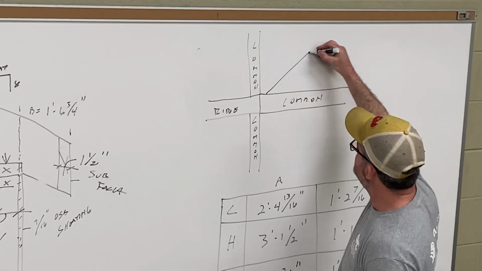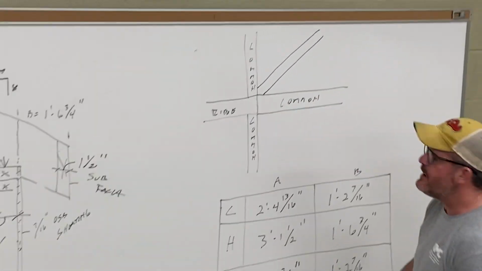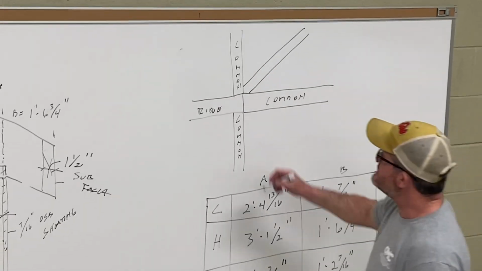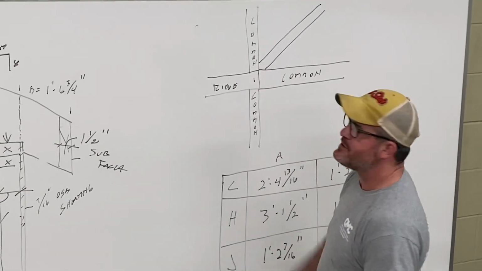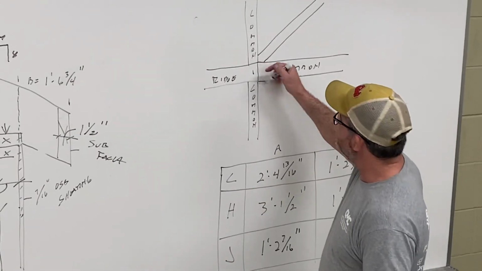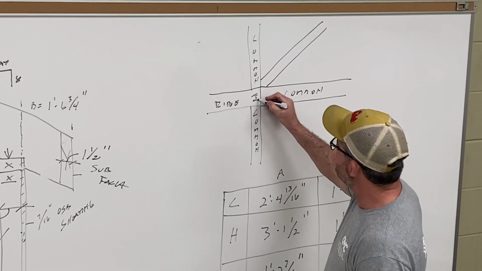My hip would just come in only halfway. Okay, so right there is my hip. Okay, so what's that mean? That means that I shortened this rafter 3/4 of an inch. I shortened this rafter 3/4 of an inch. I shortened this rafter 3/4 of an inch.